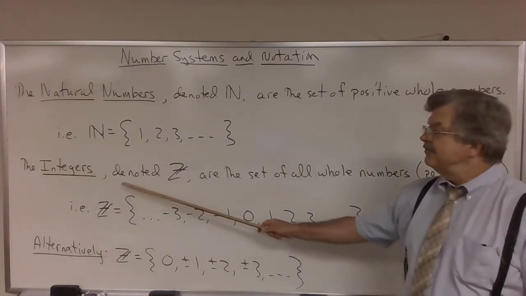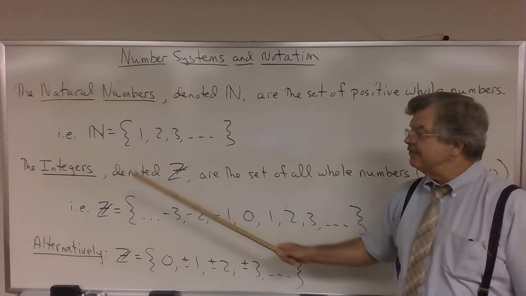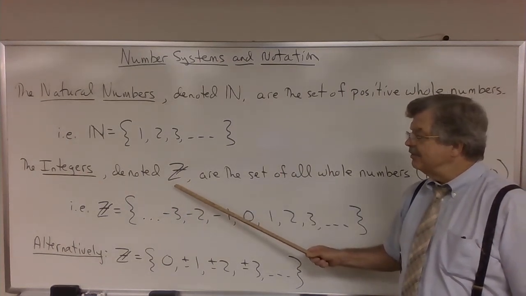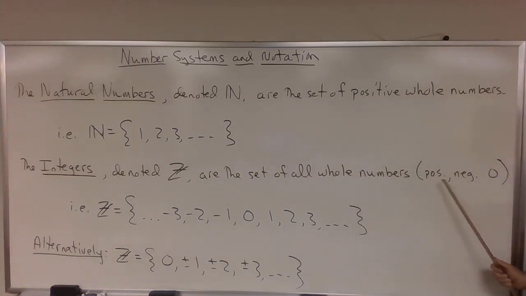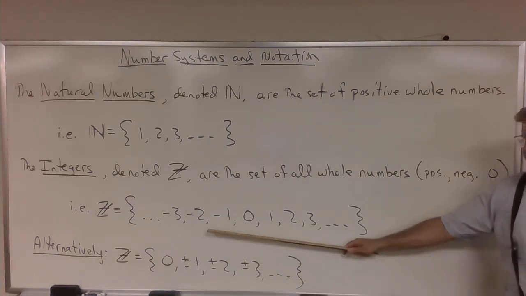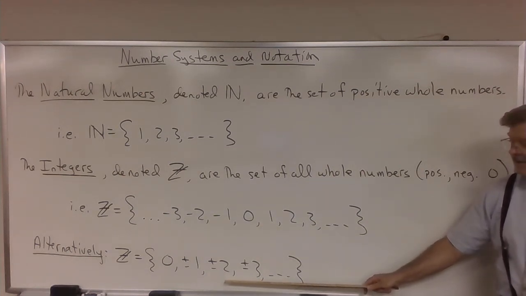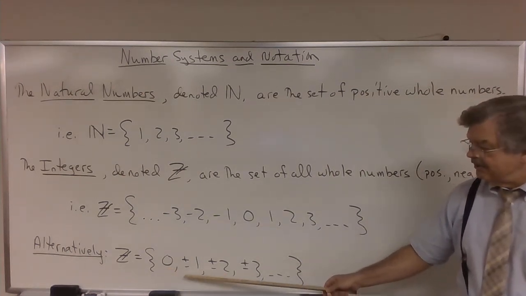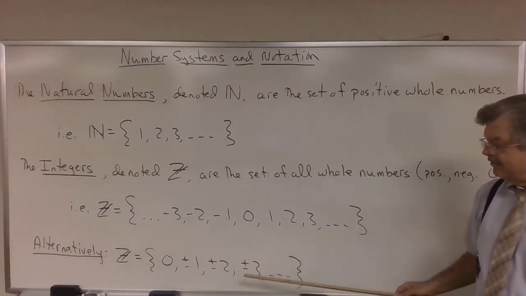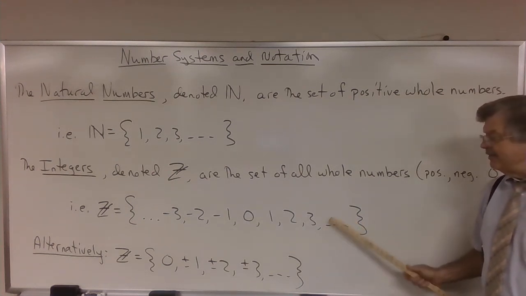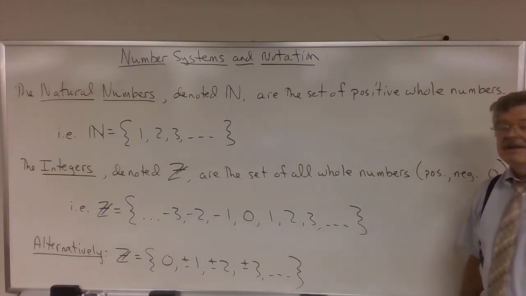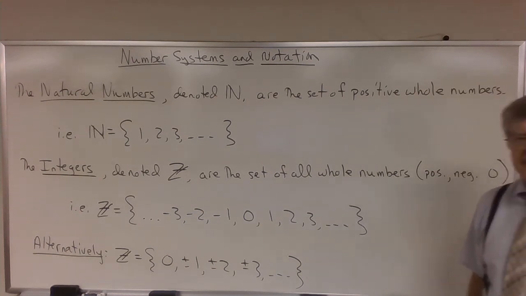The second number system that we want to define is the integers, and it's denoted as a bold-faced Z. This is the set of all whole numbers, positive, negative, and 0. And we can denote the integers this way, or we can denote it this way: 0, plus or minus 1, plus or minus 2, plus or minus 3. Whichever notation serves our immediate need, that's the notation that we'll use.